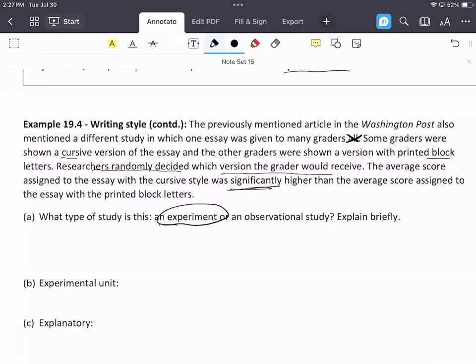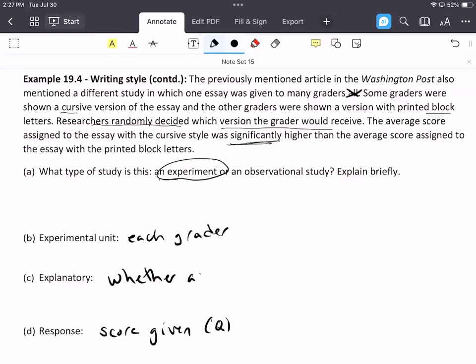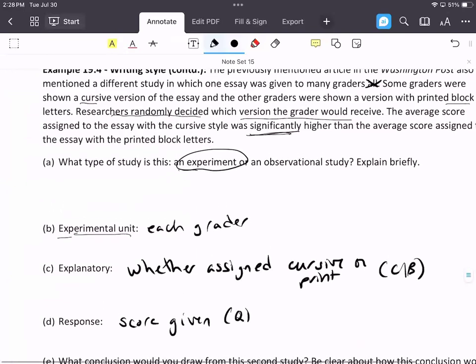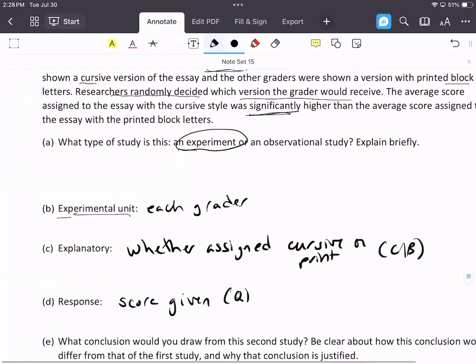The experimental unit is now not each SAT taker. Whose behavior are we studying? And hopefully you think, well, oh, it's each grader. Explanatory variable and response variable. So the response is the score as it was before. The score given or score assigned, and that's quantitative. The explanatory now is whether assigned a cursive or the print. And that's categorical binary because there are only two options. Notice once again, the experimental unit is not the SAT taker because remember, it's just one essay that's either written in cursive or written in block letters, but it's the same essay and it's given to different graders.